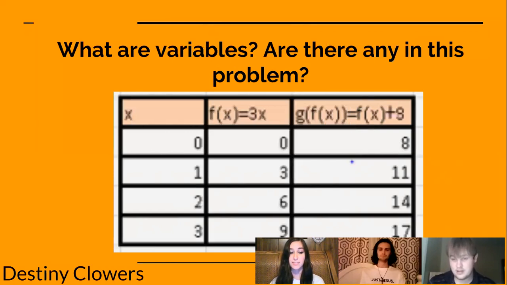When x was equal to 0, our expression for f of x was 3 times 0, and the answer to that is 0. But when x was equal to 1, our expression was 3 times 1, and the answer to that was 3. You can see how the value of x changed each time throughout this graph when a different number was plugged into the variable.